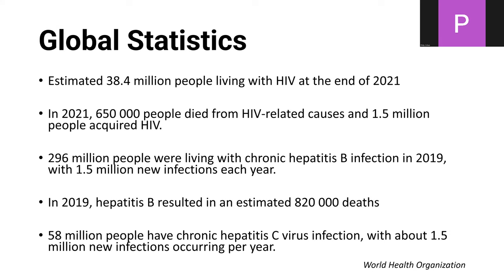Next slide. So these viruses are viruses of public health importance. Just looking at these statistics shows us how important they are. 38.4 million people living with HIV, about 600,000 people died. And just last year, 1.5 million people acquired HIV. And the doctor has already told us about the statistics for hepatitis B and C. So these are very important viruses.